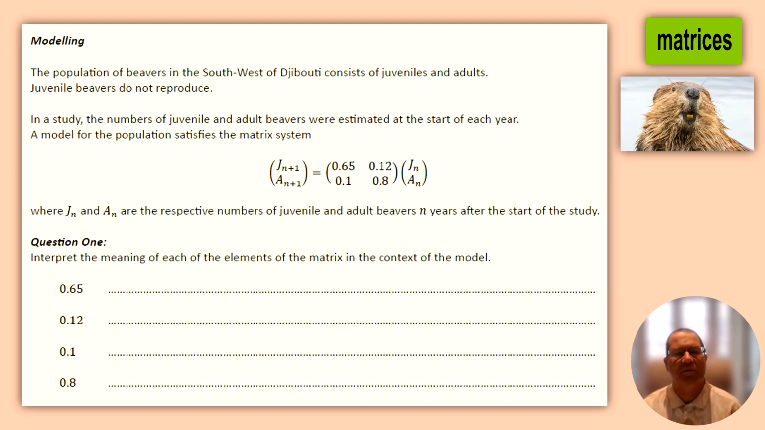So, the population of beavers in the southwest of Djibouti consists of juveniles J and adults A. Juvenile beavers do not reproduce. In a study, the numbers of juvenile and adult beavers were estimated at the start of each year, and a model for the population satisfies the matrix system as shown there, where Jn and An are the respective numbers of juvenile and adult beavers n years after the start of the study. And in our first question, we're being asked to interpret the meaning of each of the elements of the matrix, 0.65, 0.12, 0.1 and 0.8, in the context of the model.